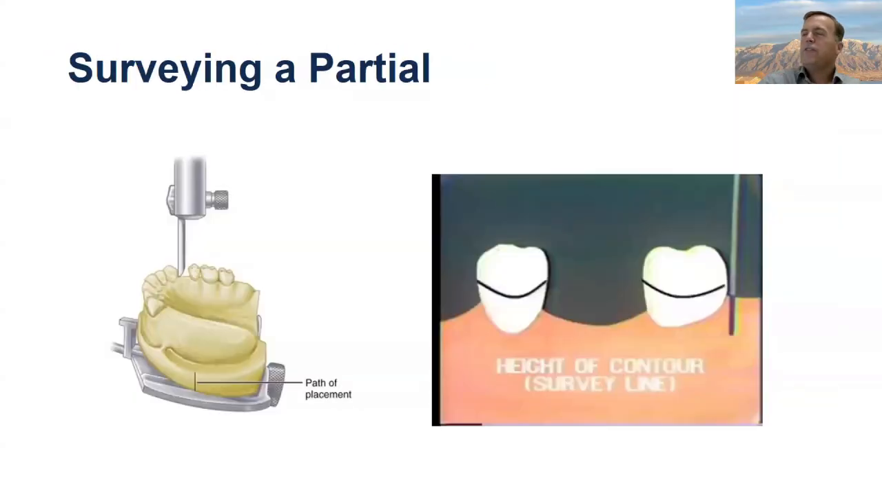So with a partial, we're going to start out with survey. And if you think about it, a partial is like a fixed bridge that covers the whole mouth. So, if you're doing a 3-unit bridge and you're prepping it, you've got to prep out all the undercuts and stuff. Of course, we can't do that with natural teeth. So we wind up having a whole bunch of undercuts we have to block out. So the survey process is designed to get rid of all the undercuts from a specific path of insertion.